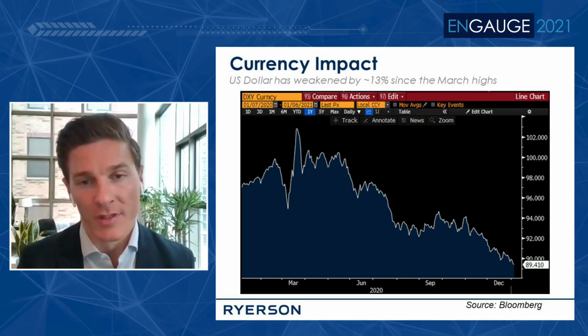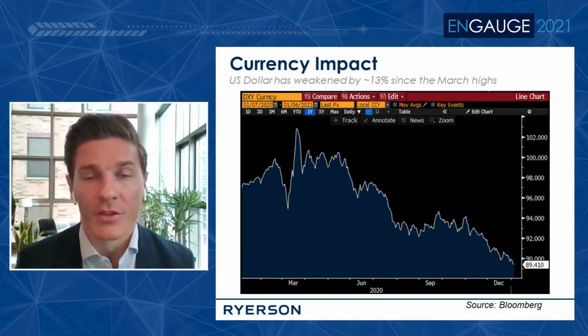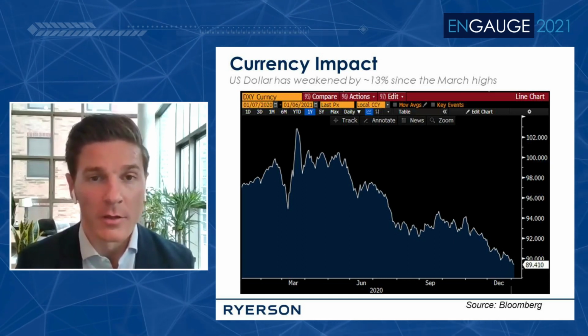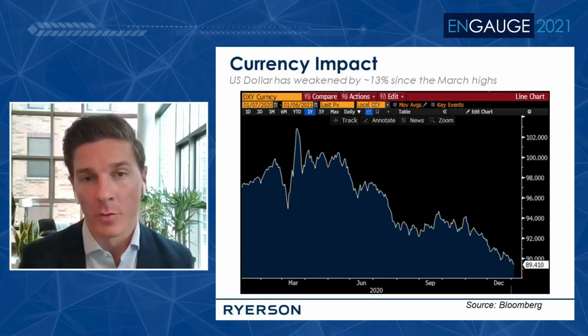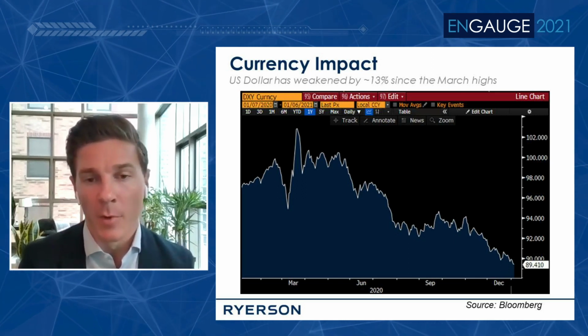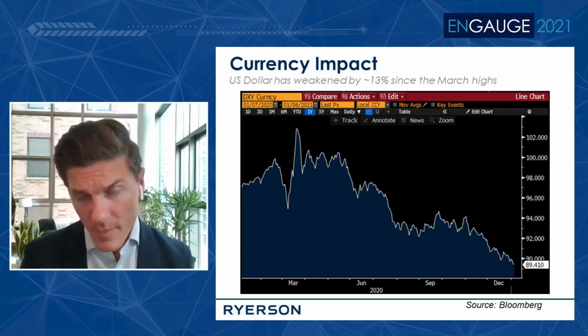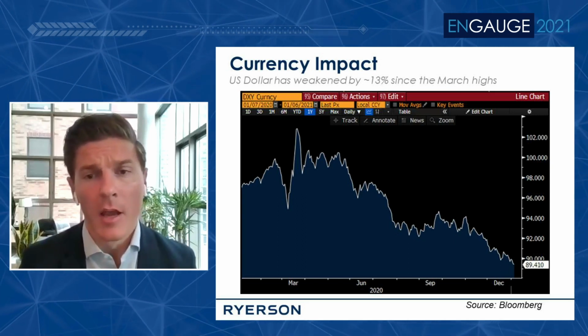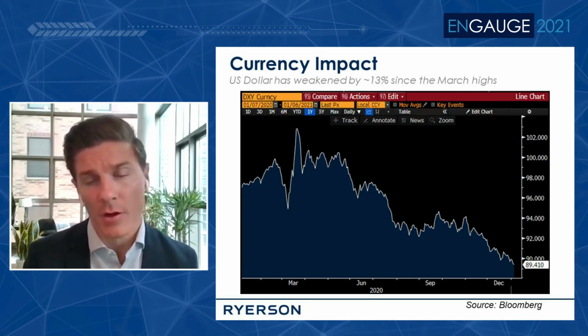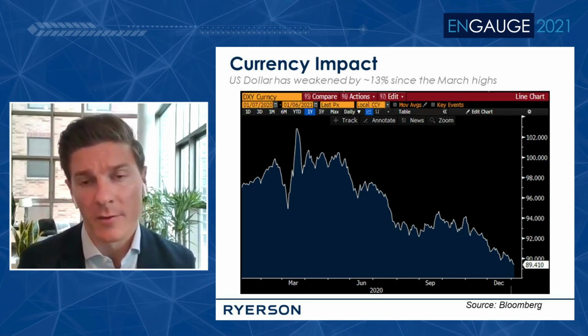So what this chart shows is the DXY index, which is looking at the US dollar relative to a basket of global currencies. You can see that back in March of 2020, there was a pretty swift move higher from about 96 to right around 103 on the DXY index.